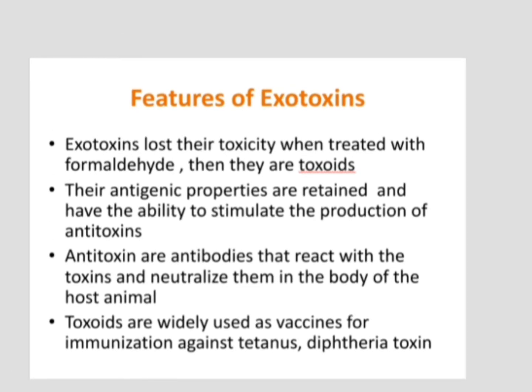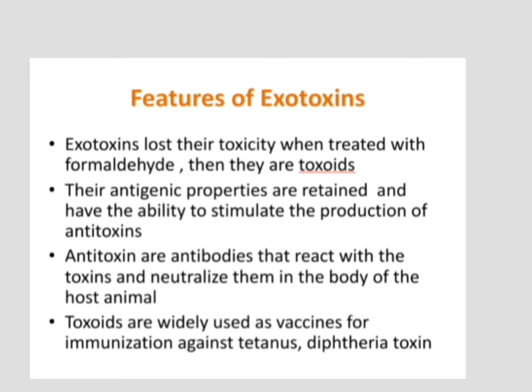So, exotoxins can be made inactive by treating with formaldehyde. They lose their toxicity by treating with formaldehyde, then they are called toxoids. Though they lost their toxicity, they retain their antigenic property. That means they can stimulate the production of antitoxins against these toxins. These antitoxins are actually antibodies that are produced by a host in response to these toxins. So toxoids are enough for the production of antitoxins, and this antitoxin helps to neutralize the toxin within the body of the host.